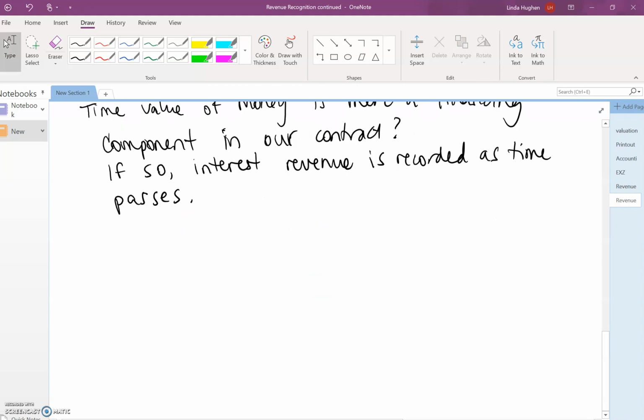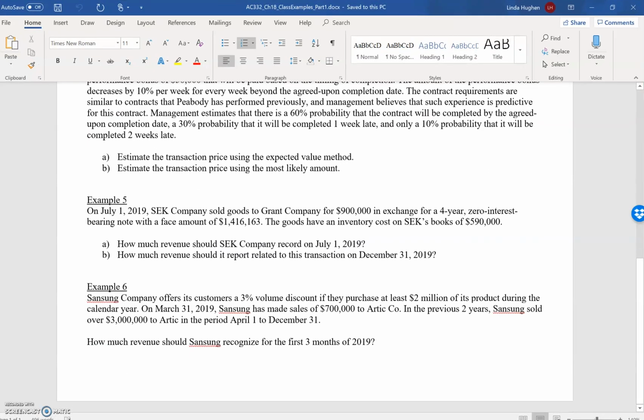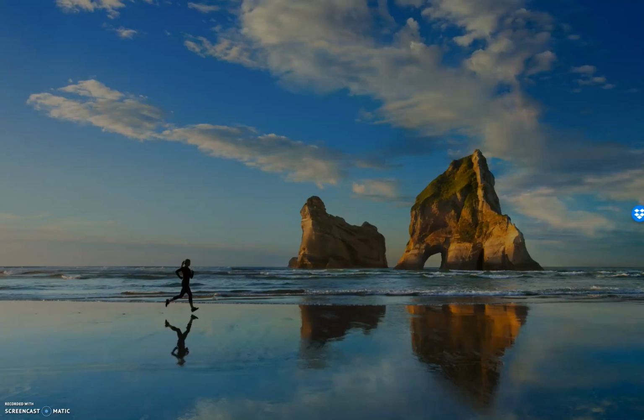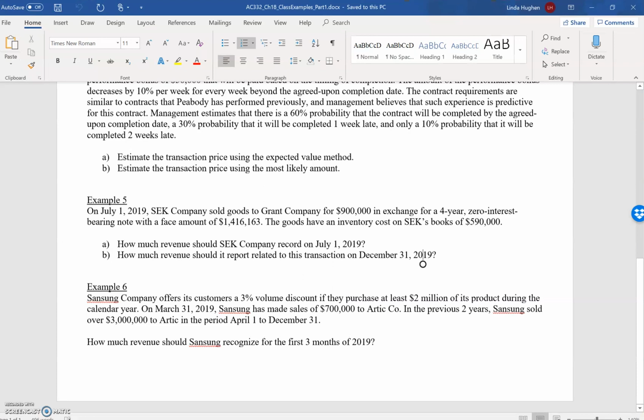Okay, let's go to our next example, example 5. I have it here in our class examples. On July 1st, 2019, SEK Company sold goods to Grant Company for $900,000 in exchange for a 4-year, 0 interest-bearing note with a face amount of $1.416 million. The goods have an inventory cost on SEK's books of $590,000. Here's the question: how much revenue should SEK Company record on July 1st?